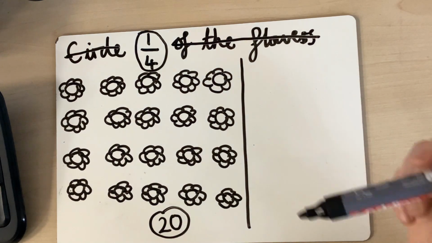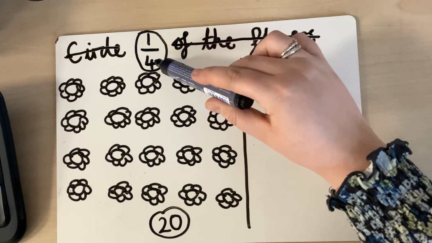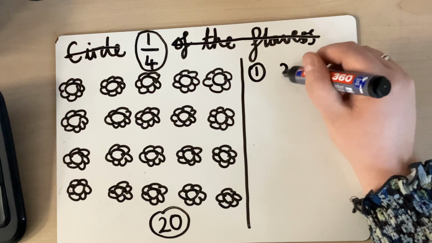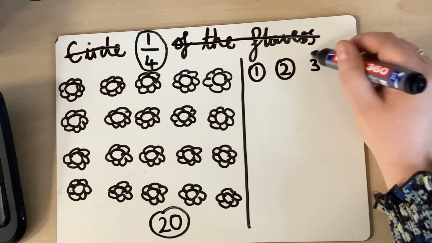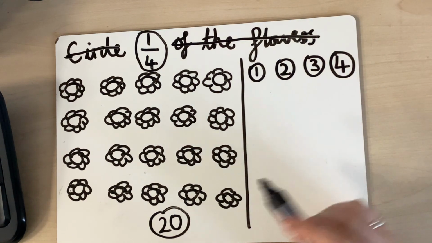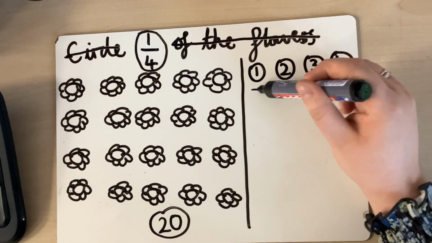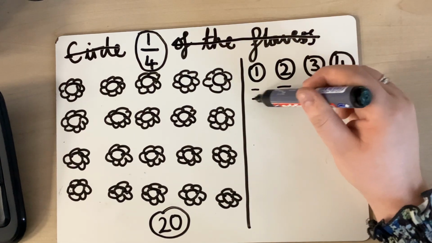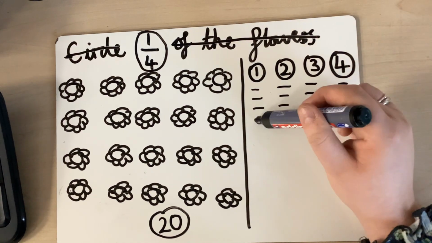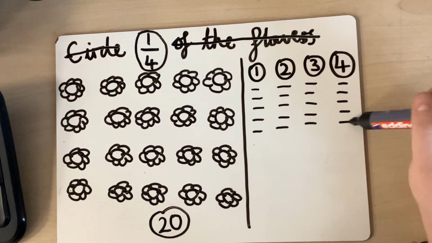So remember, when we're doing a quarter of a number, the denominator tells us how many groups we need for the fraction. So I need 1, 2, 3, 4. I need 4 groups, and I am sharing 20 equally into these groups. 1, 2, 3, 4, 5, 6, 7, 8, 9, 10, 11, 12, 13, 14, 15, 16, 17, 18, 19, 20.